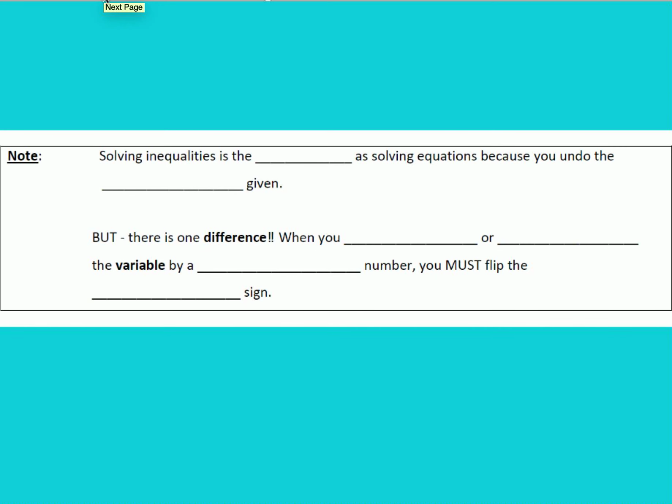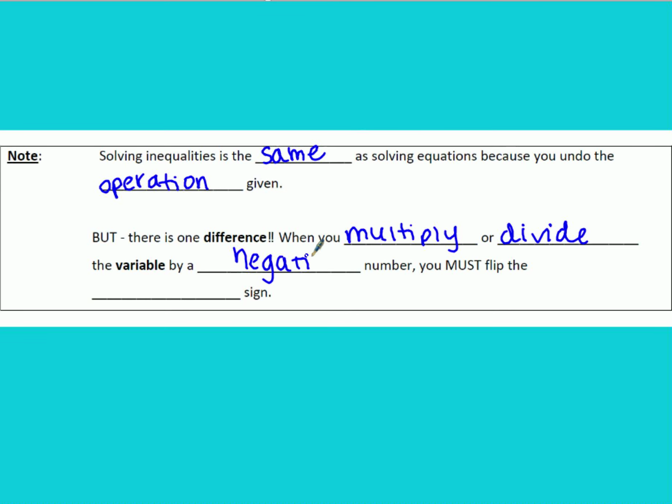Now, something to note when you're solving these inequalities, like we were just looking at, solving the inequalities is going to be the same as when we solve equations because you have to undo the operation that's given to you. So in that last one, we had plus 7, so we subtracted 7 to undo that. But there's one difference that you need to remember. When you multiply or divide the side with the variable by a negative number, you must flip the inequality sign. So fill in that rule and then we'll do a few examples to show you what that means.